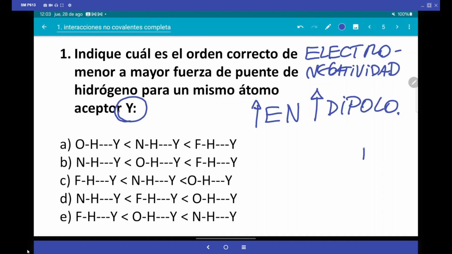FH. What is the electronegativity of fluorine? Fluorine is 4, oxygen is 3.5, and nitrogen is 3. Then the strongest dipole is FH, where we see the interaction with FH. The one with the greatest force in which alternative? Of course, you have to look here for the strongest interaction, the first two, and which one would follow. With oxygen, the B, therefore, in the B we have the growing order of hydrogen bridge force by electronegativity effect.